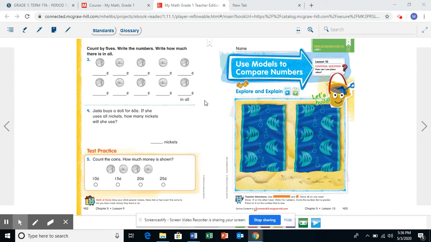So we're going to do this together. Let me grab my pen. Okay, so let's look at this page. We should be on page 403, and it should be again lesson 10 from chapter 5.